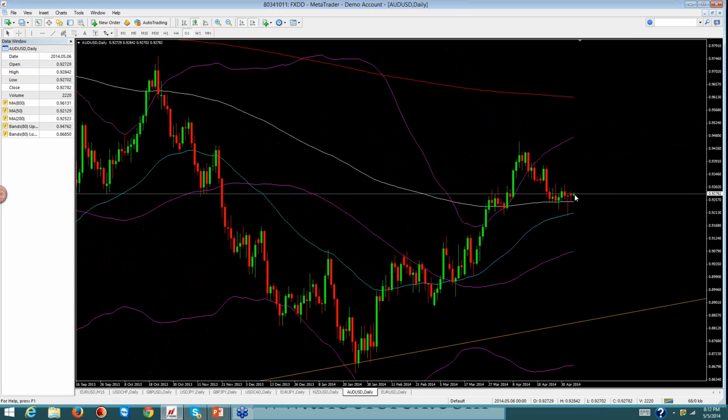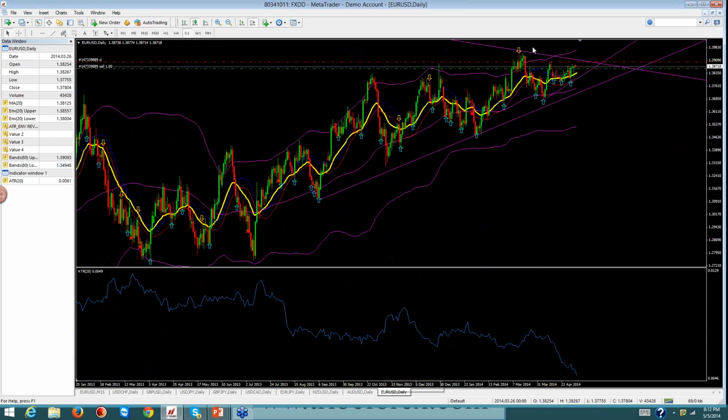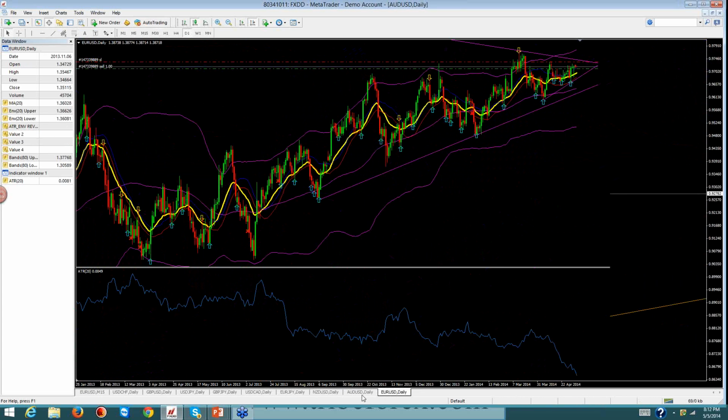The Aussie dollar had a perfect bounce off of the 200 MA and then against the 50 EMA, and it bounced again off the 200 MA, so it looks like it wants to move up. I would have a buy bias on the Aussie dollar. And that's pretty much our calls for the day, guys.